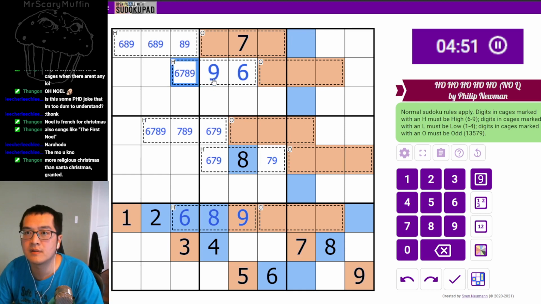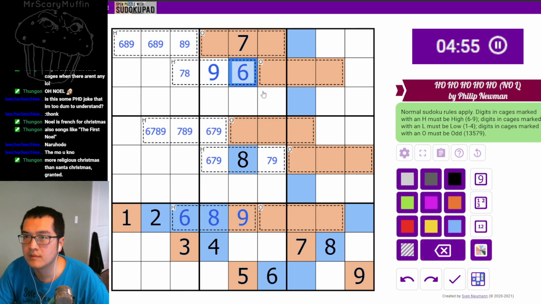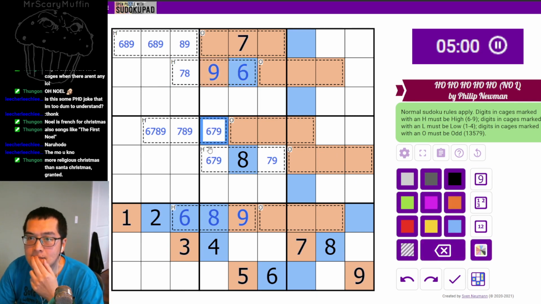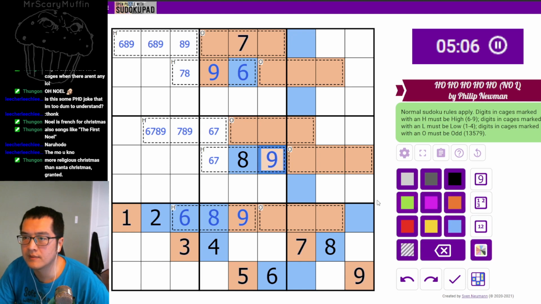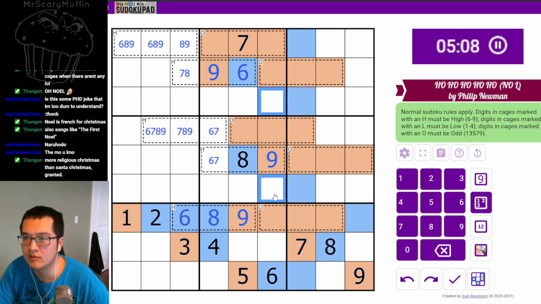That's a 9. That cannot be a 6 or 9. That's a 7 or 8. These cannot be 9s anymore. 6, 7 means that is a 9. 1, 2, 3, 4, 5. Now we have all our even numbers.